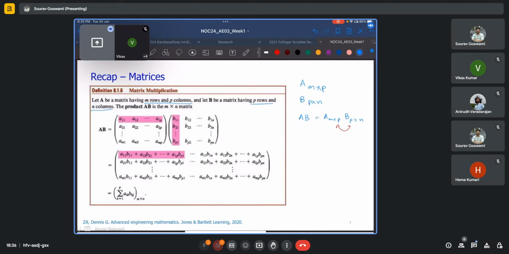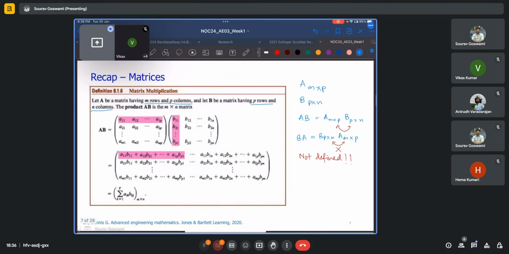Say if it were the other way around, if I'm trying to see what the multiplication BA yields, the dimensions are as such, and we see that the number of columns of B is not equal to the number of rows of A. Thus, this is not defined. And how to perform a matrix multiplication, I believe all of us are well aware, so I'll not go into that again.